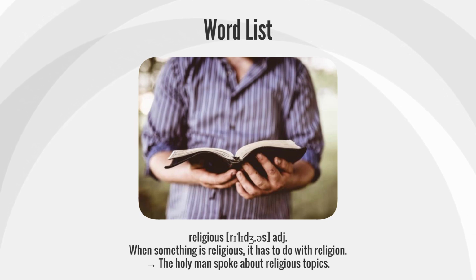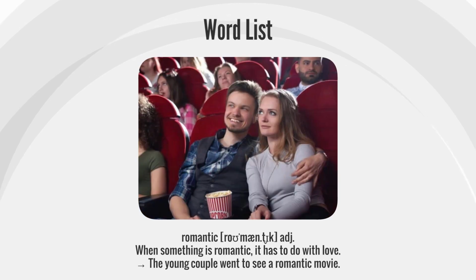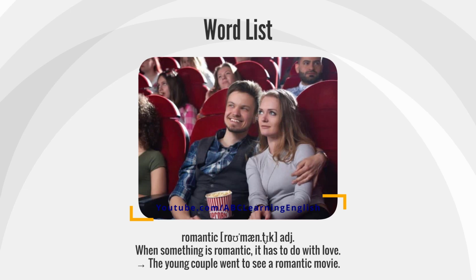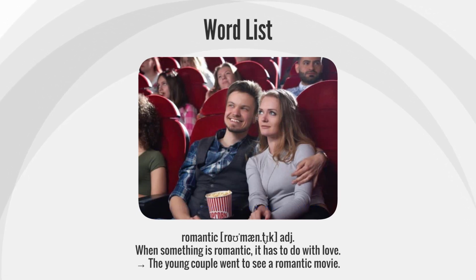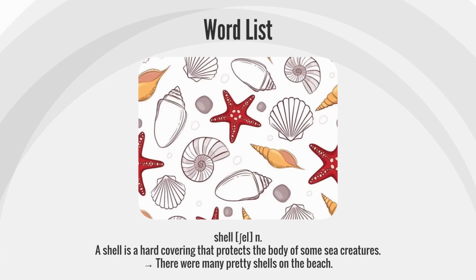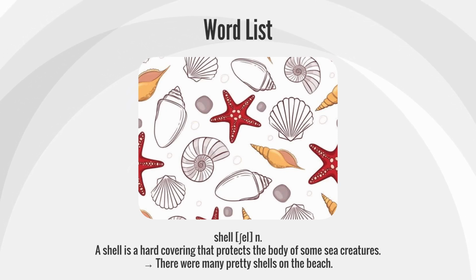Religious. When something is religious, it has to do with religion. The holy man spoke about religious topics. Romantic. When something is romantic, it has to do with love. The young couple went to see a romantic movie. Shell. A shell is a hard covering that protects the body of some sea creatures. There were many pretty shells on the beach.